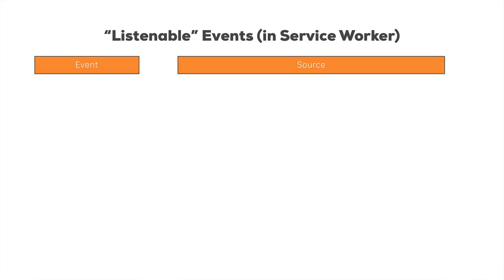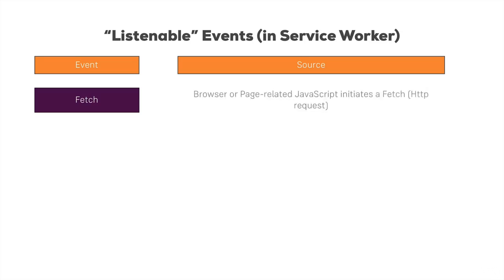You learned that service workers are background processes which can listen to events. Now, which events can we listen to? Fetch is one of the most important events. It is triggered whenever the browser or page related JavaScript, so JavaScript running because it was loaded by the index.html or by any HTML page, initiates a fetch, which is an HTTP request.